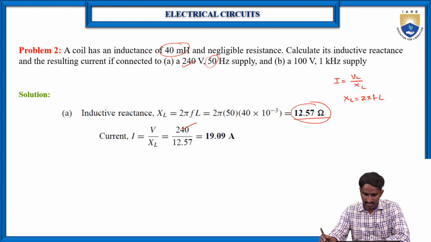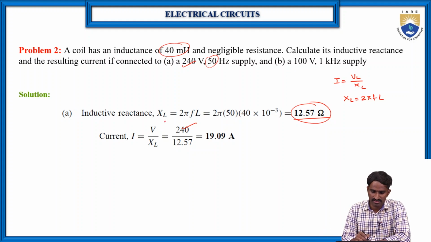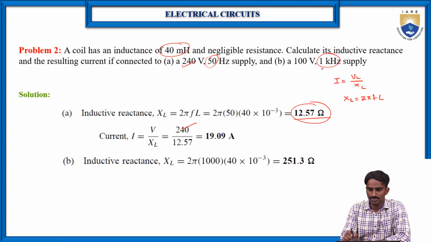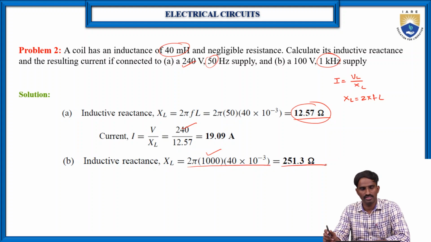In the second case, the XL will vary because here the frequency is 1 kHz. Then again you need to find the XL value by substituting the frequency as 1 kHz, which is 1 into 10 to the power of 3, and the 40 millihenries, which means 40 into 10 to the power of minus 3. If you simplify this, you will get 251.3 ohms.